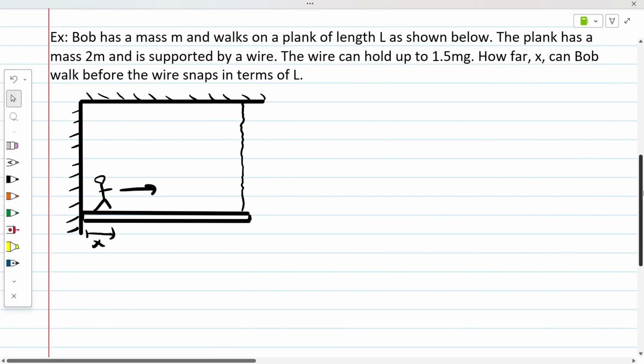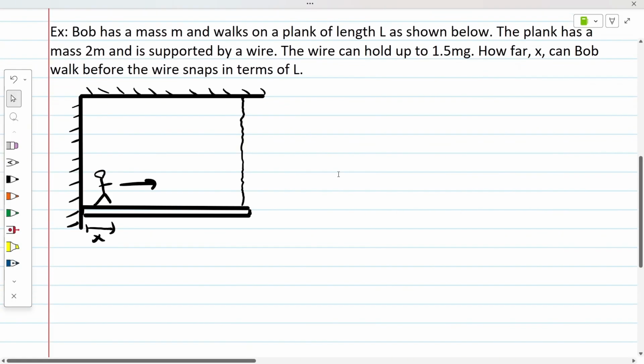So in this example we have Bob has a mass of m and walks on a plank of length L. So this should be a length L, we'll say, as shown below. The plank has a mass of 2m, so we'll write that in, 2m, and is supported by a wire. So this is the wire right here. The wire can hold up to 1.5 mass times gravity. How far, x, so labeled as x, can Bob walk before the wire snaps in terms of the length of this beam right here? And so the wire will always be at the end of the beam.